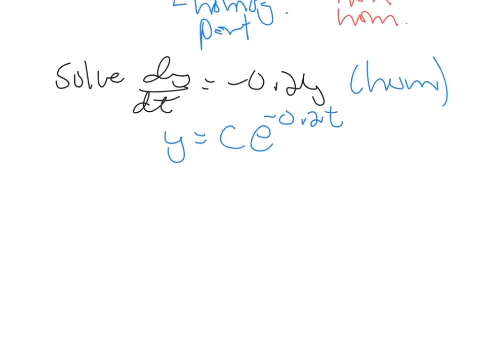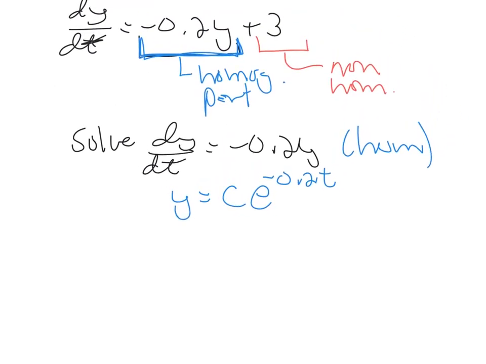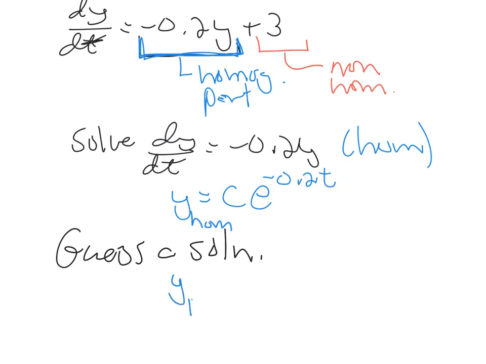I'm also going to guess a solution that has the exact same functional form as the non-homogeneous part. So I'm going to guess that my solution, let's call that the particular solution, is the exact same type of function as the non-homogeneous part. That type of function is a constant, so I'm just going to call this thing constant.